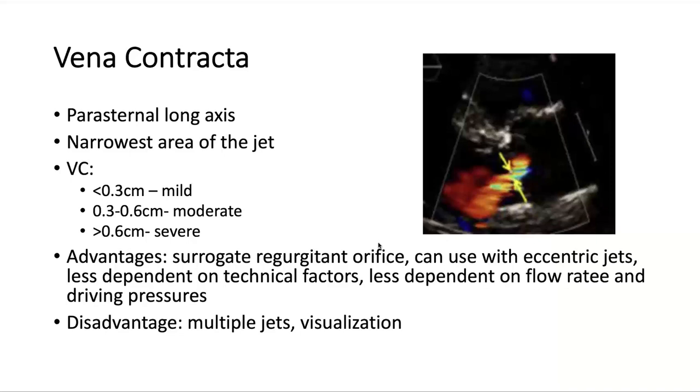Advantages to measuring the vena contracta: it's a surrogate for regurgitant orifice. It can be used with eccentric jets, is less dependent on technical factors, and is easier to see. It's also less dependent on flow rates and driving pressures, which is a problem with the jet length. But again, it falls down a little with multiple jets. And from a technical perspective, if you can't visualize it, it'll be very difficult to measure. Also, you really want to make sure that you find the neck and search for that good image, because as you can see, they're not great distances to be off. So it's important to find the narrowest area of the jet.